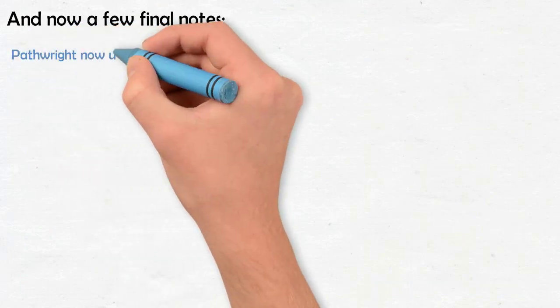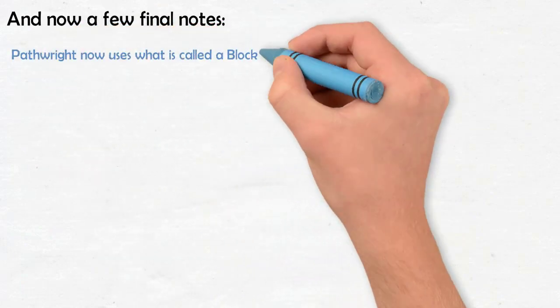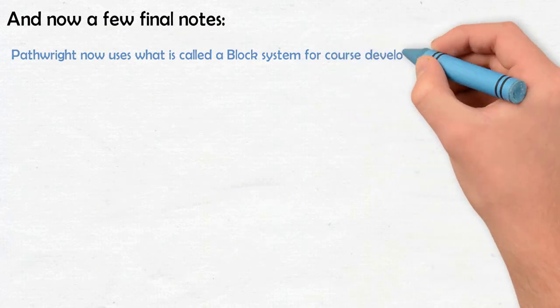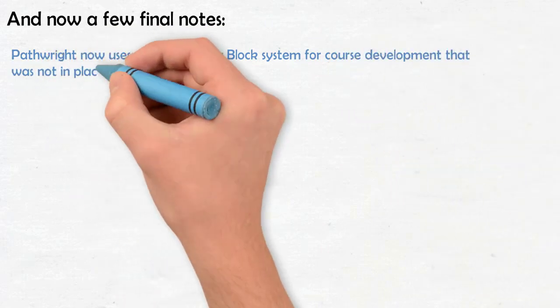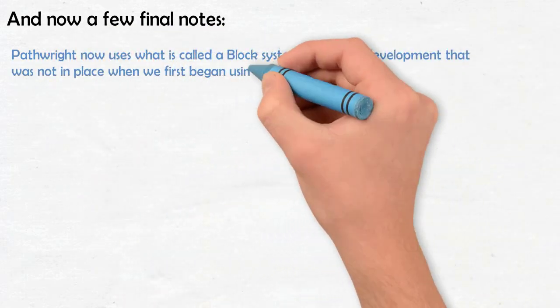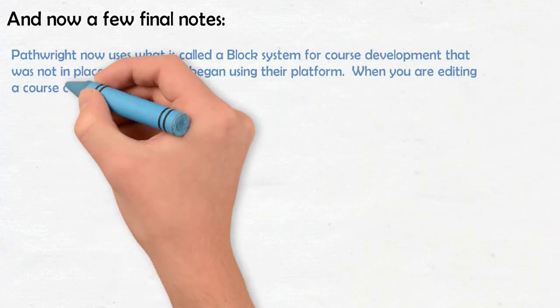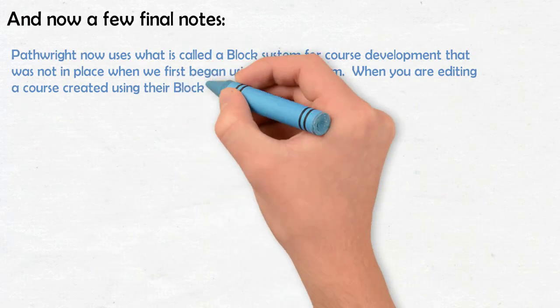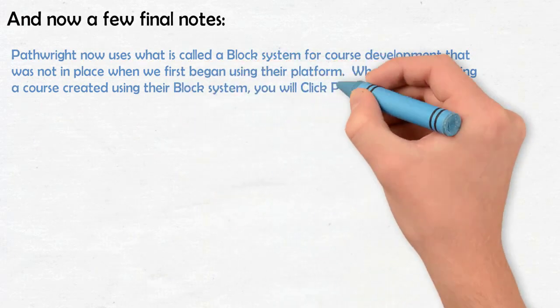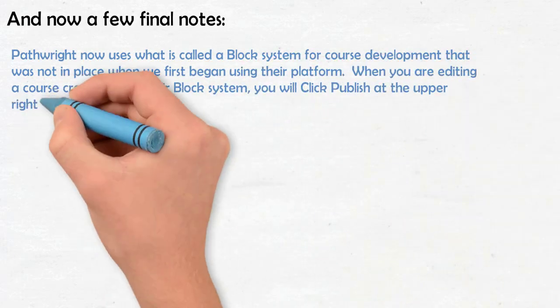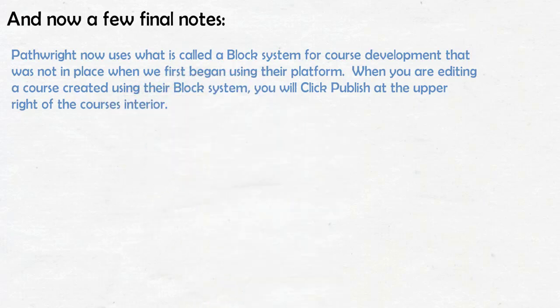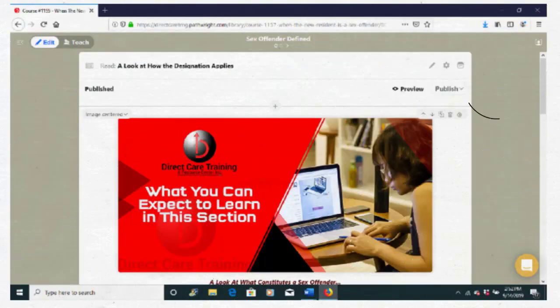Pathright now uses what is called a block system for course development that was not in place when we first began using their platform. When you are editing a course created using their block system, you will click Publish at the upper right of the course's interior when you are done editing a section. It will not be at the bottom, and it will not say Save and Publish. It will simply say Publish, and it'll be at the upper right of your text.